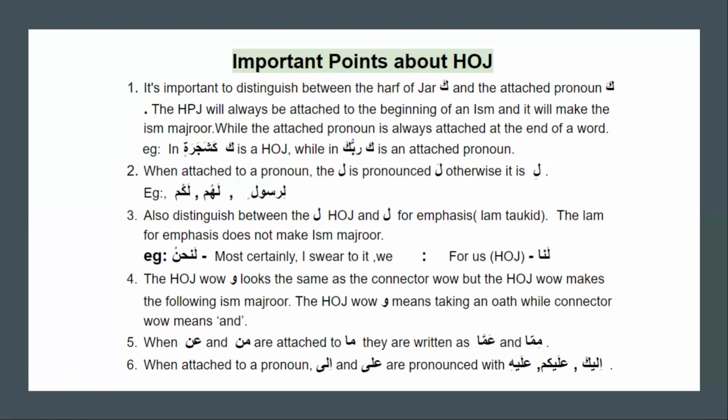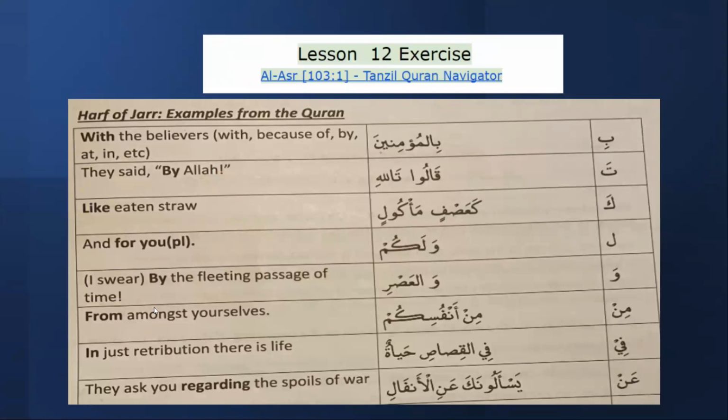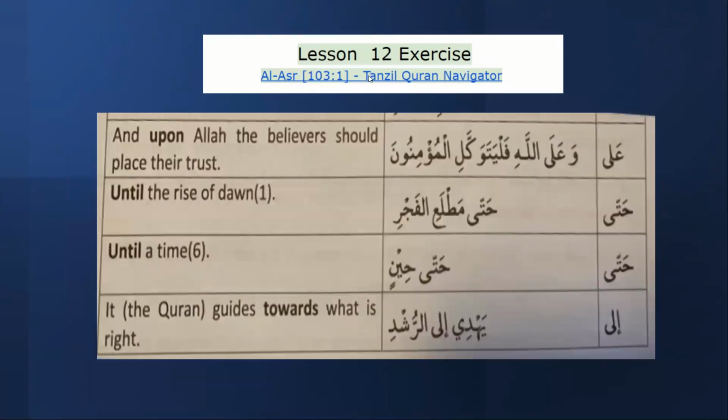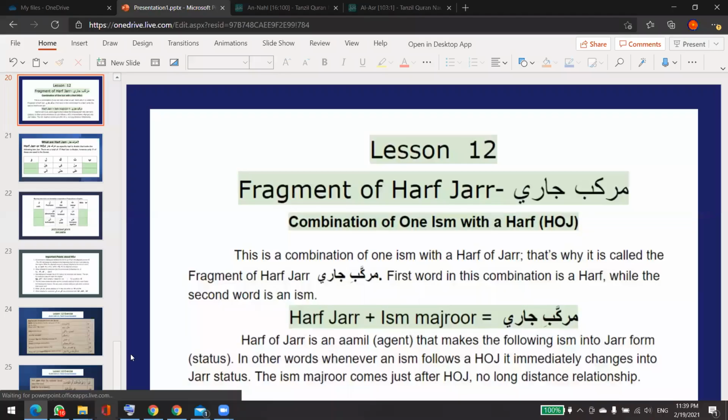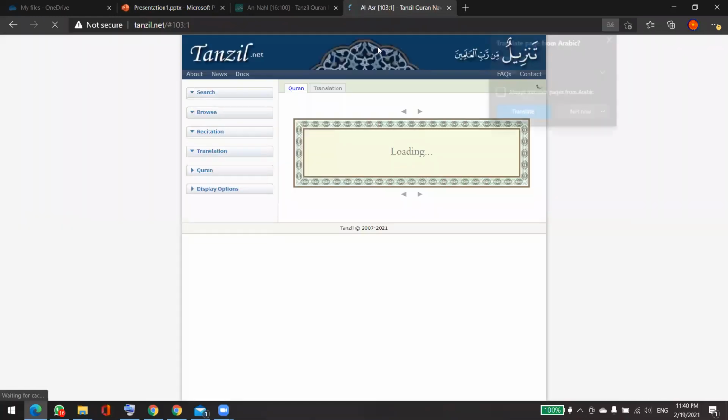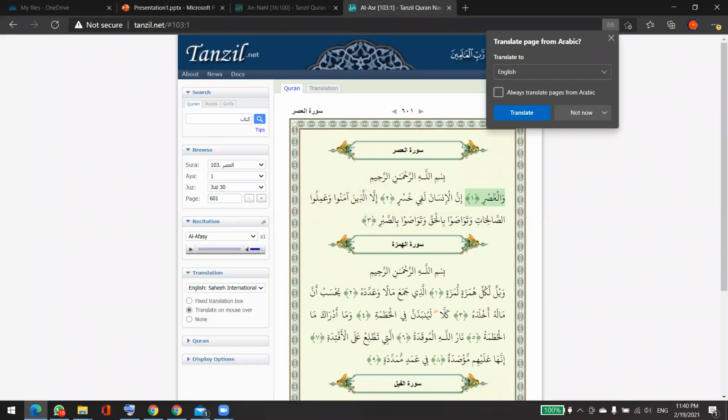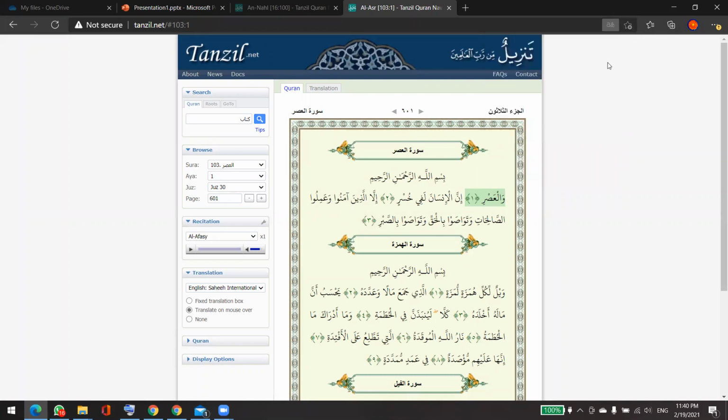So these are some important points about harf of jar. And these are some examples from the Quran. Before we go to learn these examples, let's do some exercise from the Quran, like wal asri. Over here, waw is harf of jar. Why? Because the ism that is coming after it is majroor.